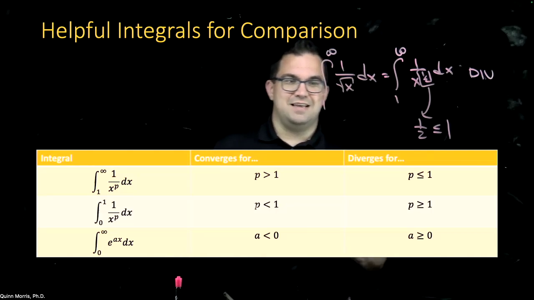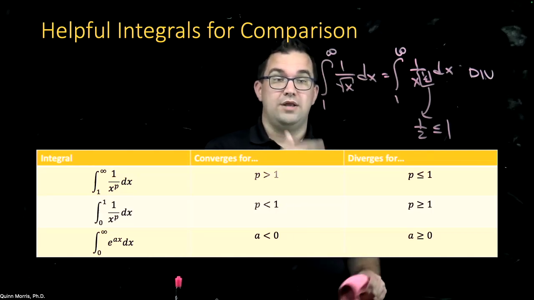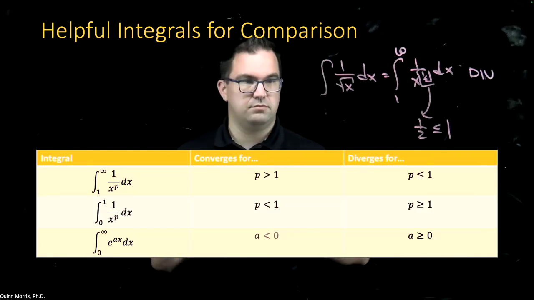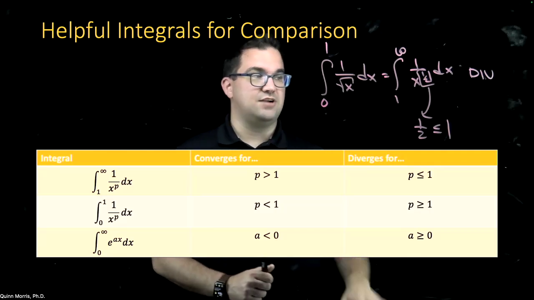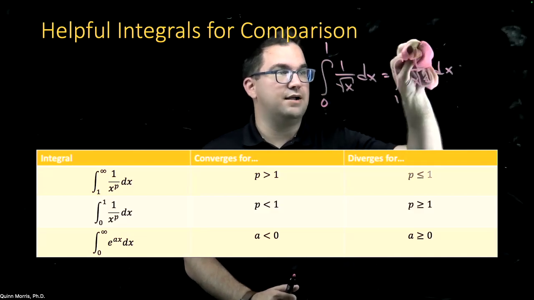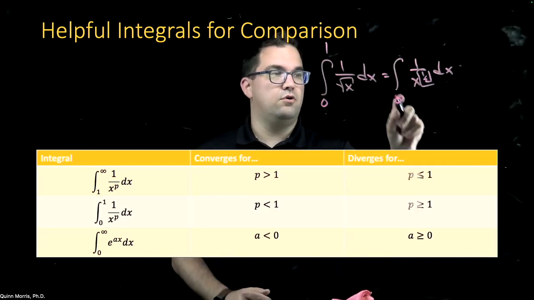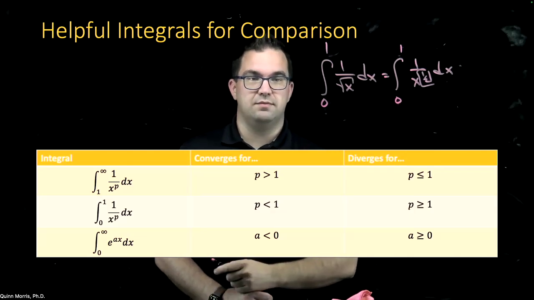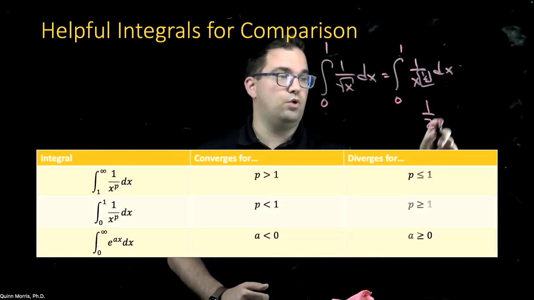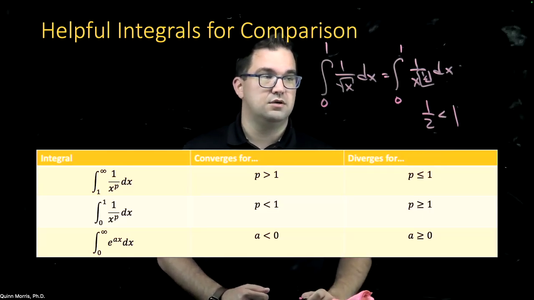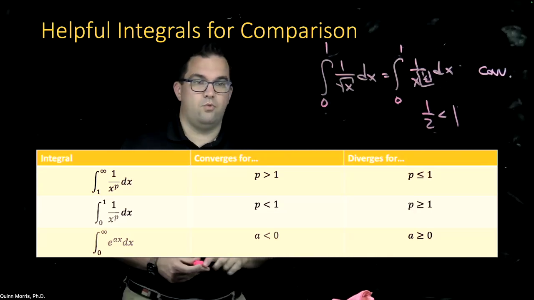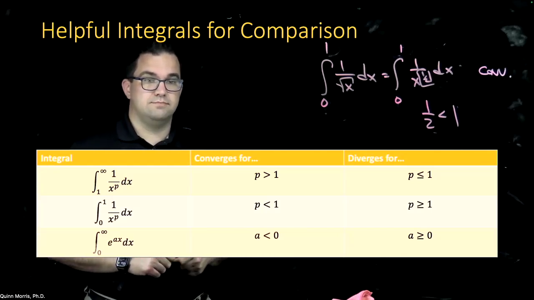Now, the strange thing is, if you switch from integrating from 1 to infinity to integrating from 0 to 1, things actually flip around. If you look at the second row, if I have the integral from 0 to 1 of 1 over x to the p, that will converge if p is less than 1. So in this case, 1/2 is less than 1, so this integral actually converges. If p is greater than or equal to 1, then it diverges.